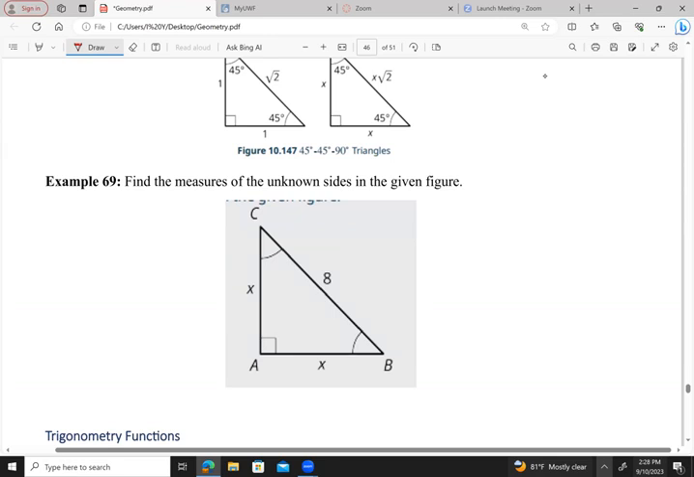Find the measure of the unknown side. Well, we know that x times the square root of 2 equals 8. So x equals 8 divided by the square root of 2. So we have 8 divided by the square root of 2, and we get x is approximately 5.66.